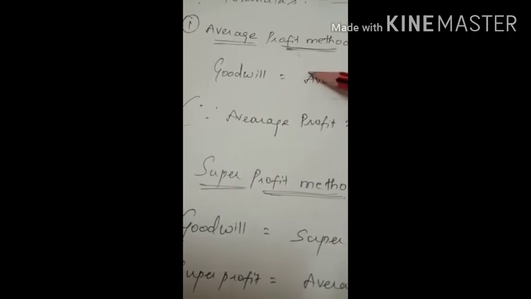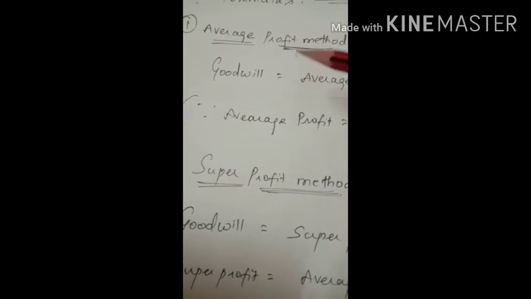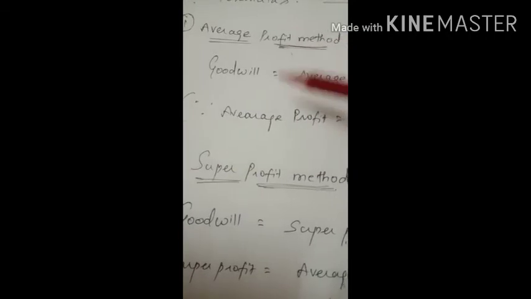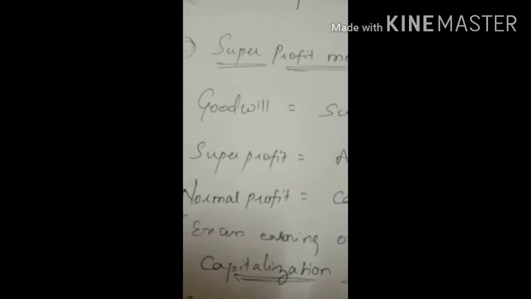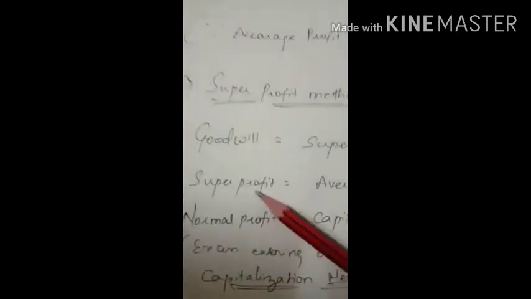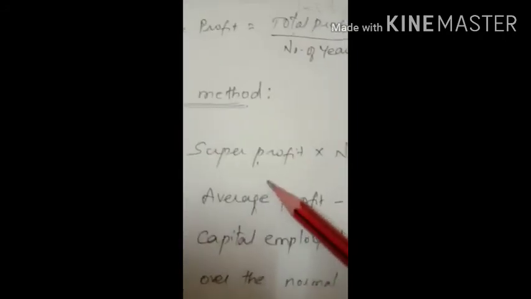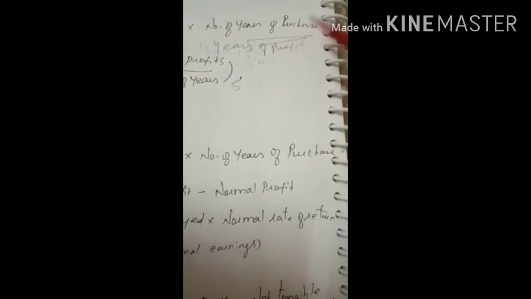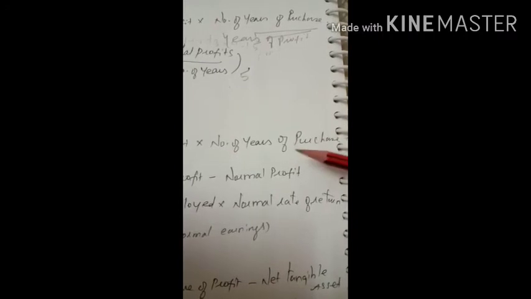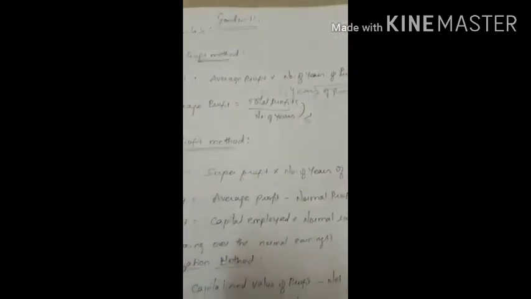The difference of average is the business expert's moderate profit, that is the normal profit. Super profit is when the profit becomes more than the profit that has been expected. That is, goodwill is equal to super profit into number of years of purchase. The same way the number of years of purchase was taken for the average profit, here also the number of years of purchase will be calculated. Either it can be 3 years of purchase or 4 years of purchase.